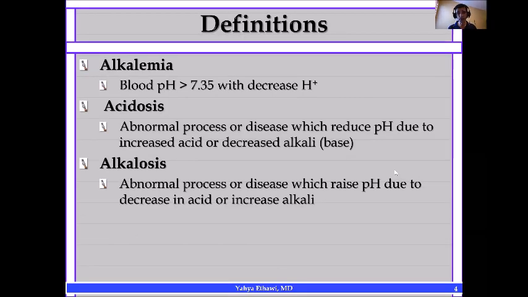While alkalemia is when the pH number is more than 7.35. However, acidosis is different from acidemia. Acidosis is the process or the disease or the problem that leads to acidemia. And this process is either increasing acid, and we said acid is the substance that donates hydrogen, or decreasing alkali and decreasing base, and the base is the substance that can accept hydrogen. Alkalosis is the other way around. It's an abnormal process or a disease or a problem that raises pH.